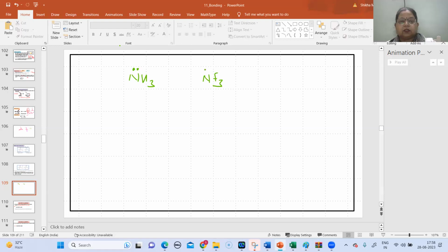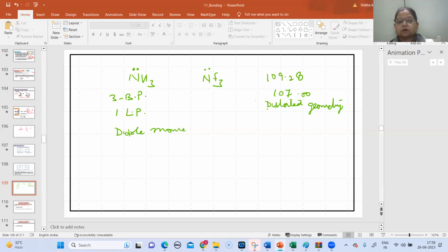Cases 7 degree, and we said it has got a distorted geometry. Right? Now the question is, what about their dipole moment? The dipole moment will be equal or not. And then why?